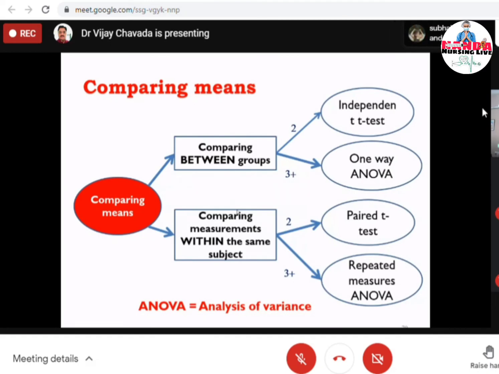When you are comparing measurements within the same subjects with more than two groups, you use repeated measures ANOVA. ANOVA stands for analysis of variance. So in short, the question is what you are comparing and between how many groups. It all depends on that. Use independent t-test, paired t-test, one-way ANOVA, multiple ANOVA. All that depends upon whether the comparison is within groups, between groups, same subjects, different subjects, two groups, or more than two groups.